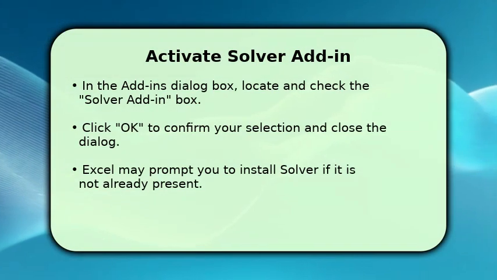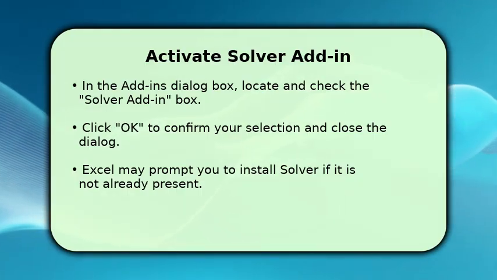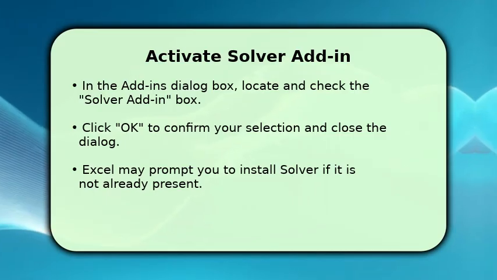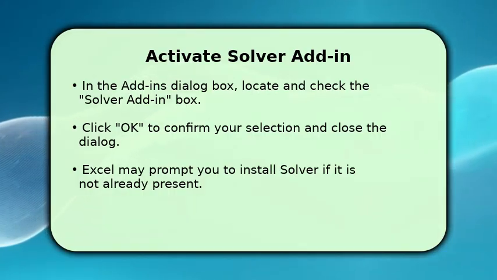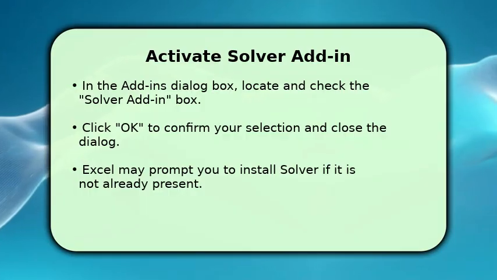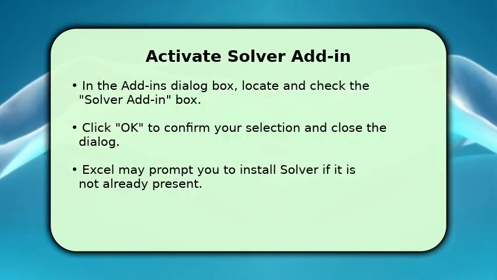Now, within the Add-ins dialog box, you will see a list of available add-ins. Find Solver add-in in this list and make sure to check the box next to it. This step is essential for activating the tool. After checking the box, simply click the OK button to confirm your selection and close the dialog box. If Solver is not already installed, Excel might prompt you to install it at this point.